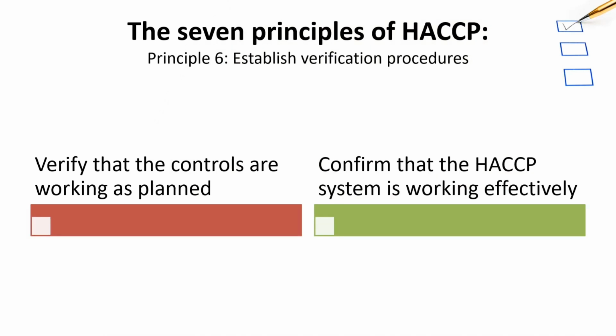Principle 6. Establish procedures for verification to confirm that the HACCP system is working effectively. The HACCP plan must be validated. Once the plan is in place, we need to make sure it is effective in preventing the hazards identified. An effective HACCP system requires little end product testing and verifies that the controls are working as planned. In addition, a periodic verification of the HACCP system should be conducted.